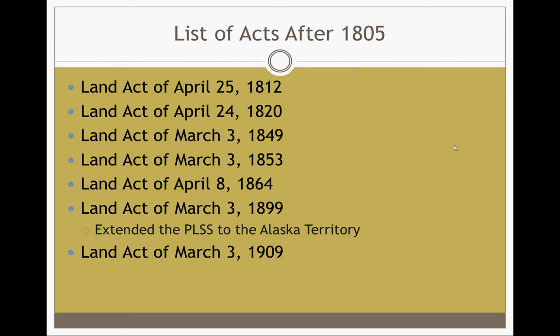Now, some of this information I get directly out of the Manual of Surveying Instructions, 2009. For instance, the Act of April 25th, 1812, created the GLO as a bureau within the Department of Treasury. So this is actually where the GLO started in 1812. This was immediately after the War of 1812, and we're now acquiring lands in Florida. So that's a pretty big deal.